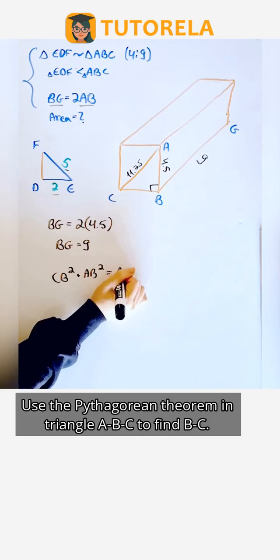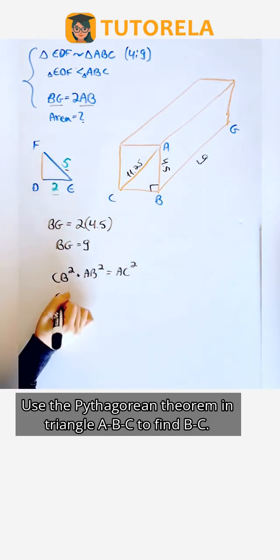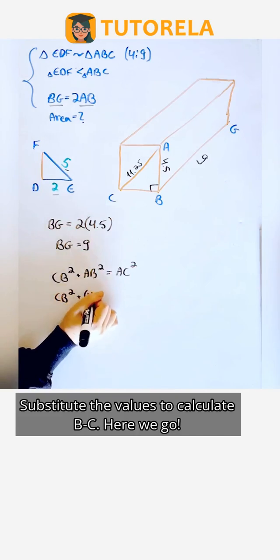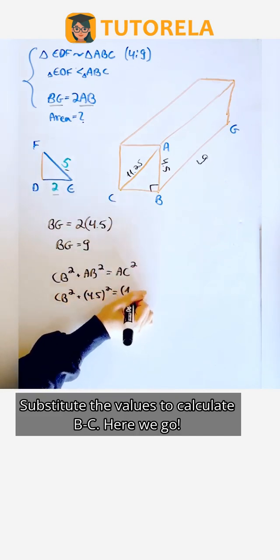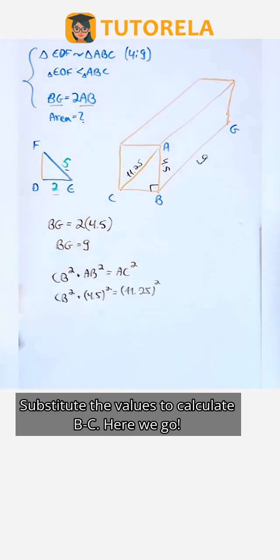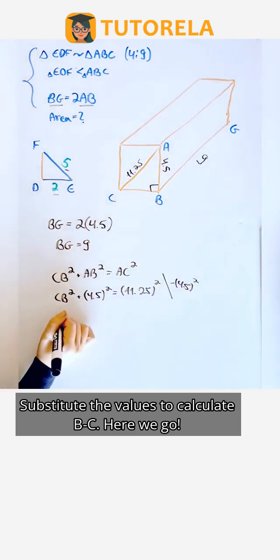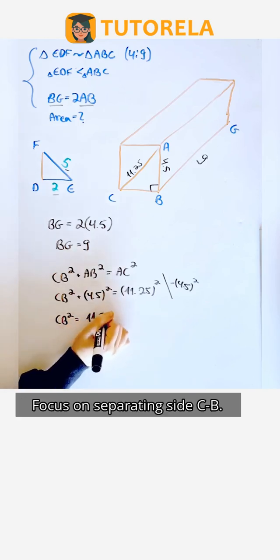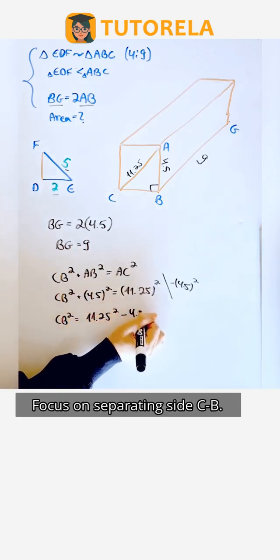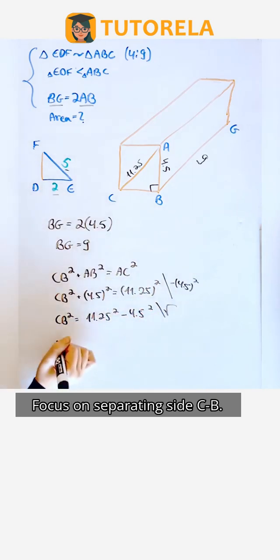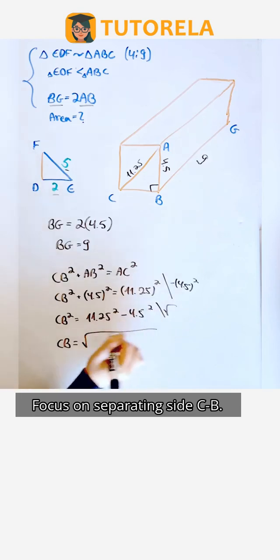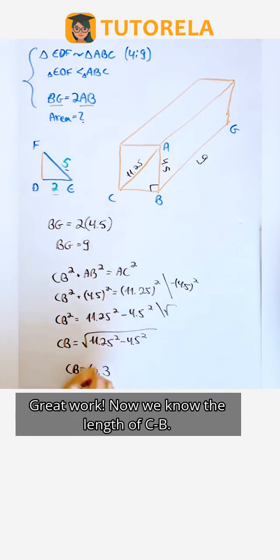Use the Pythagorean theorem in triangle ABC to find BC. Substitute the values to calculate BC. Here we go. Focus on separating side CB. Great work! Now we know the length of CB.